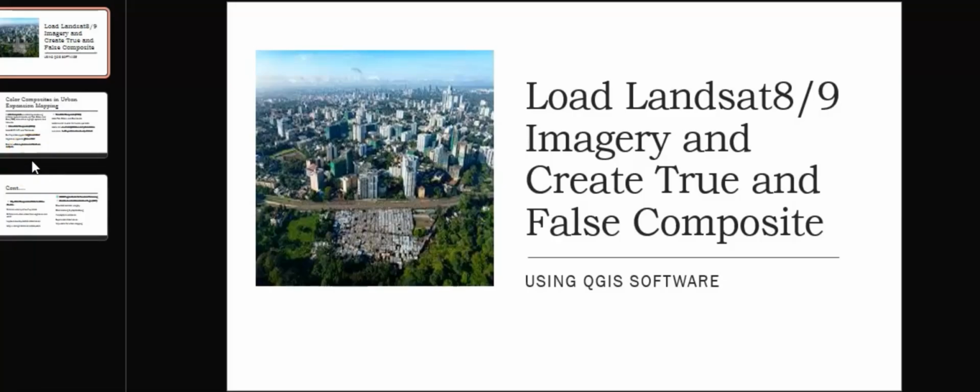In today's video, we're moving to the next step of our Landsat workflow using QGIS. I'll show you how to load Landsat 8 and 9 bands imagery into QGIS and then create both true color and false color composites to clearly visualize urban areas, vegetation, and land features. By the end of this video, you'll understand which bands to use, why color composites matter, and how to display your Landsat images correctly for urban analysis.